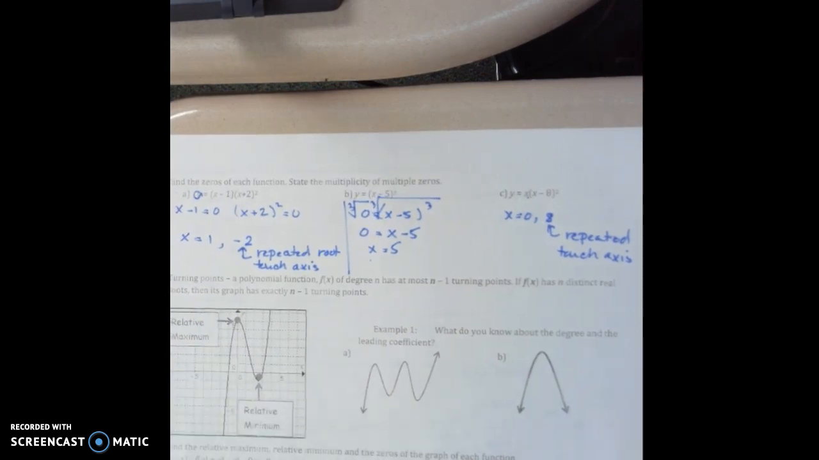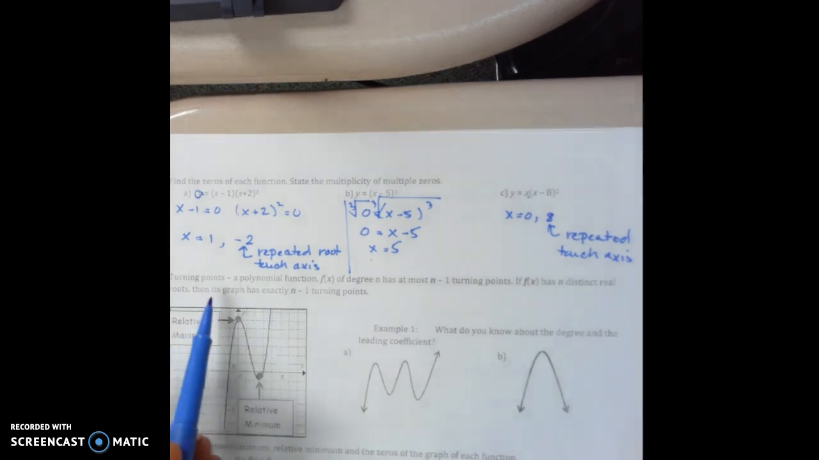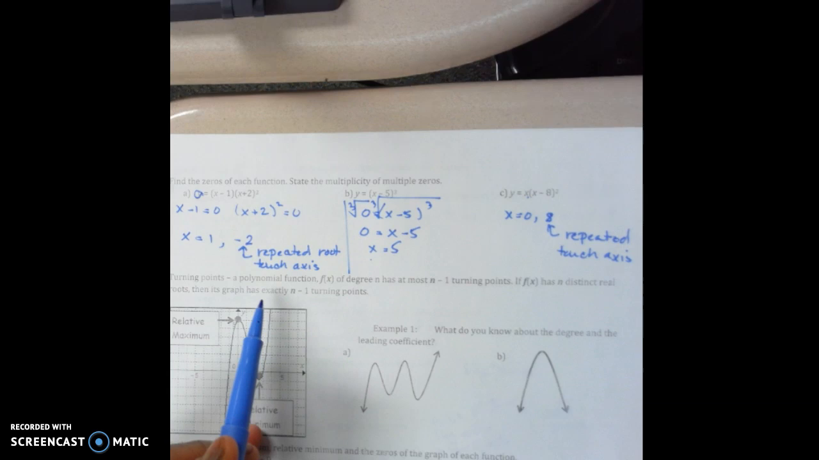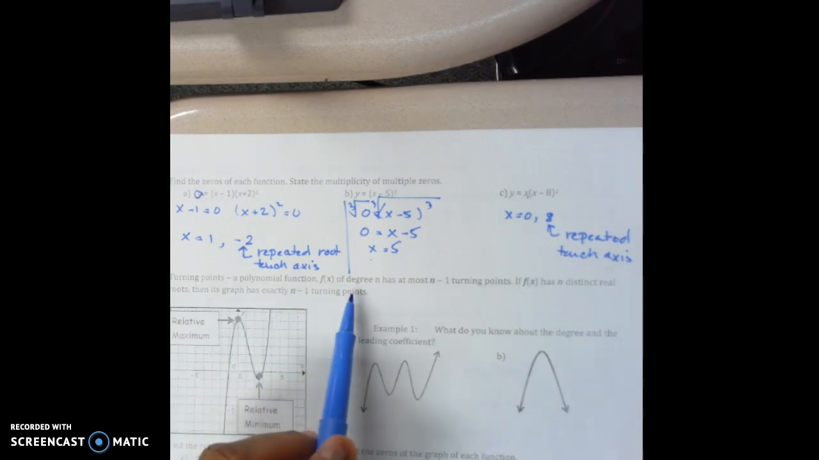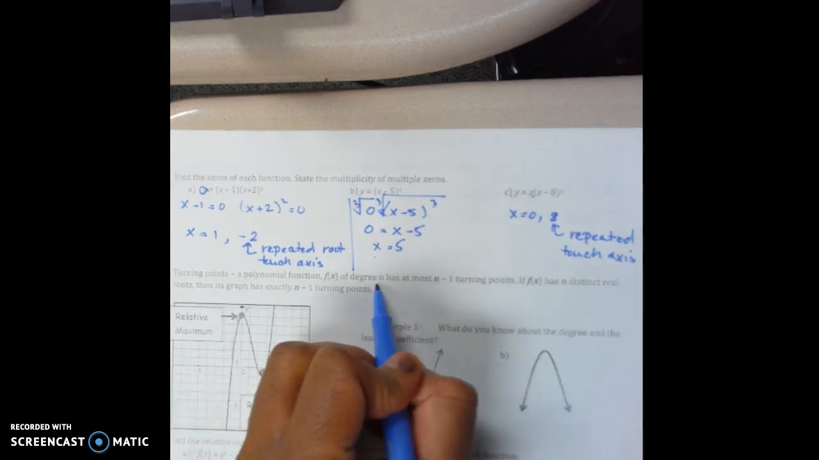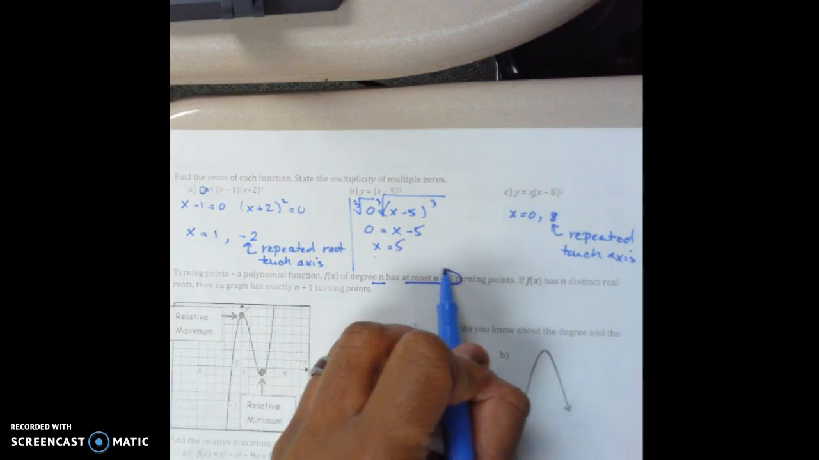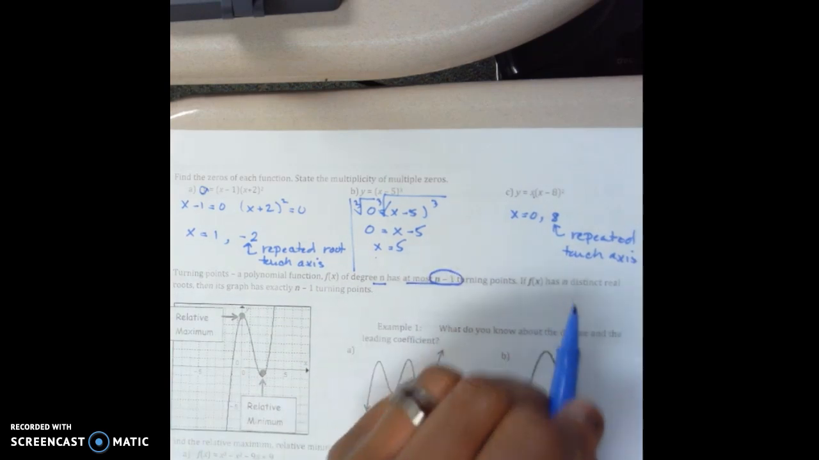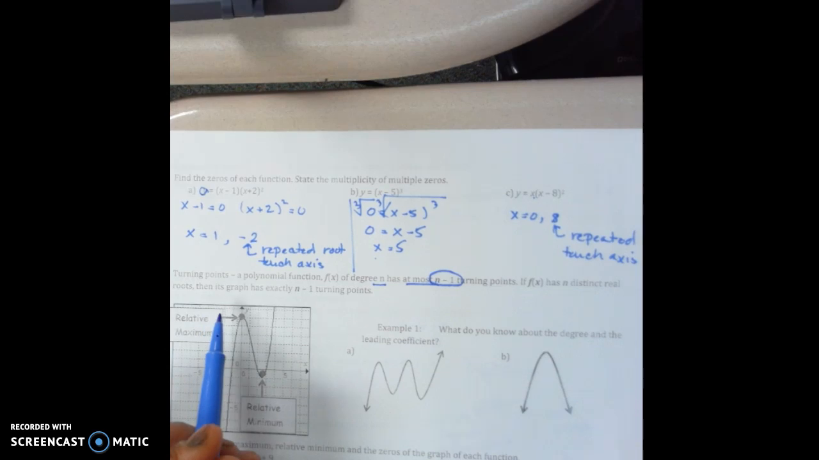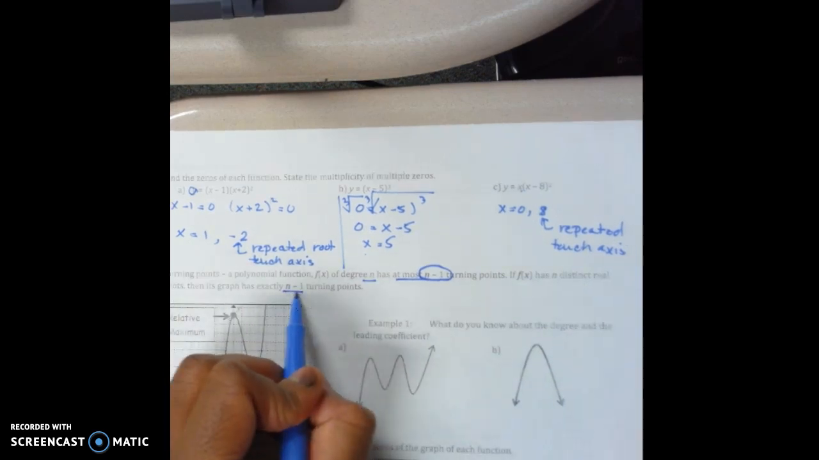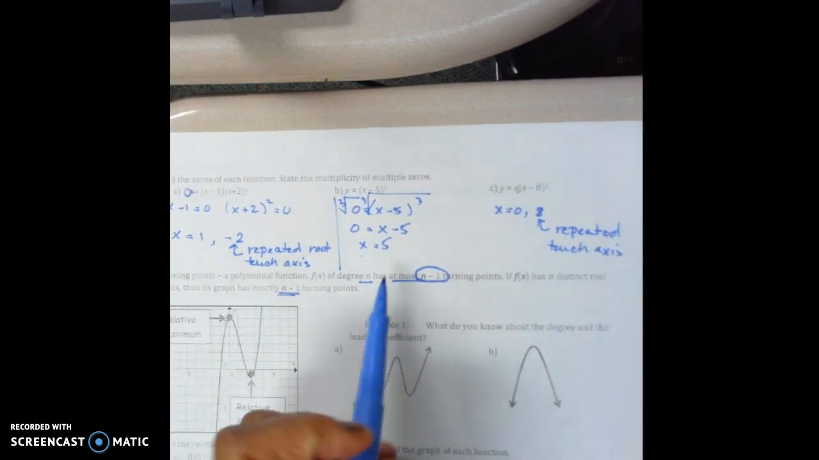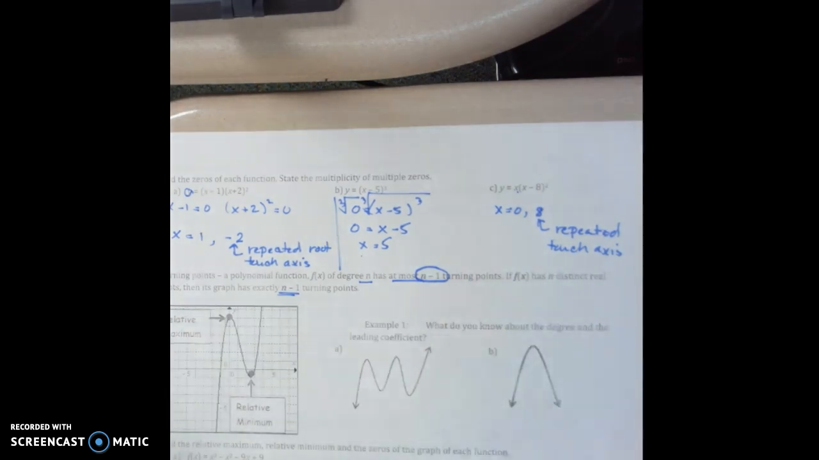Last example for this video is turning points. That's when you're changing from one direction to the other. It's like repentance. So f of x, of degree n, has at most n minus 1 turning points. If f of x has n distinct real roots, then it has exactly n. The distinct meaning there aren't any repeat ones, as we saw there.